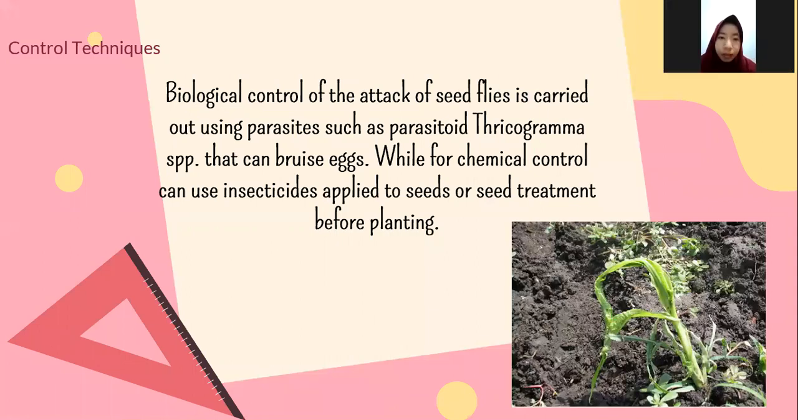Control technique. Biological control of the attack of seed flies is carried out using parasitoids such as Trichogramma that can parasitize the eggs, while chemical control can use insecticide applied to seed, or seed treatment before planting.